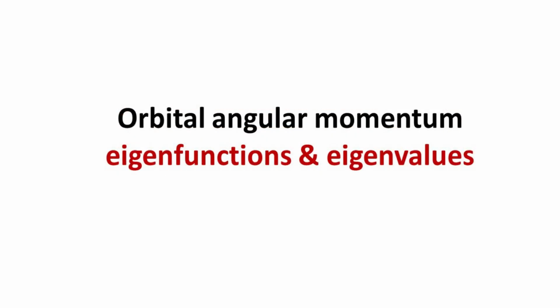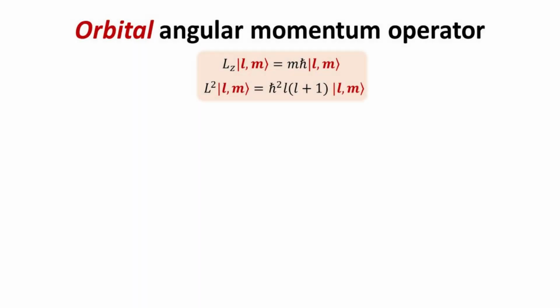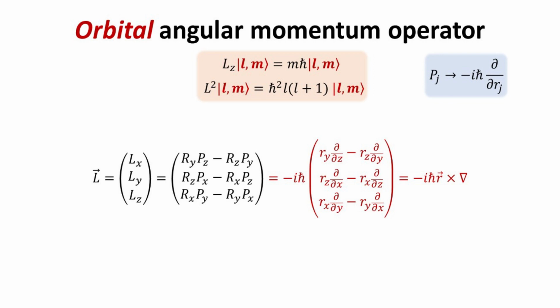Part 5. Orbital angular momentum eigenfunctions and eigenvalues. In this chapter, our goal is to work out the eigenfunctions in position space. The first step is to write down our angular momentum operators in position representation, and the general prescription is to replace the momentum operator with its differential operator as highlighted in blue. For example, here is the expression for the orbital angular momentum vector in the Cartesian coordinate system. It is given by the cross product between position vector and the gradient operator.